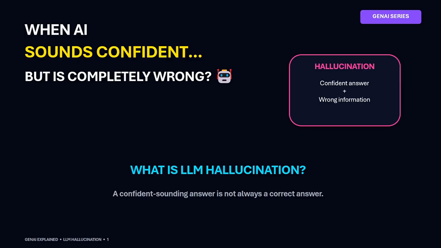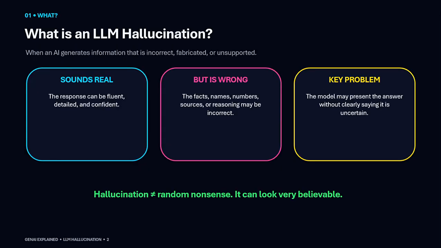So, have you ever asked ChatGPT something and got a very confident answer, but later realized that the answer was completely wrong? That's called LLM hallucination. So, today let's understand what hallucination is, why it happens, and how techniques like RAG can help reduce it. So, let's get started now.